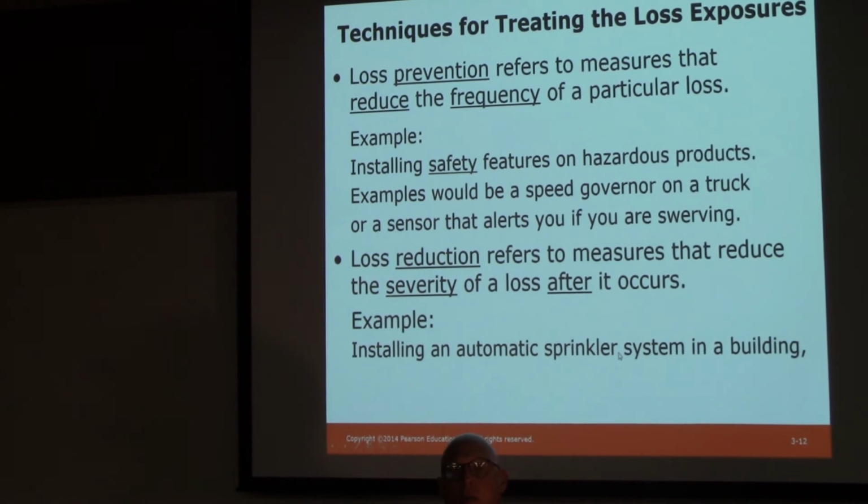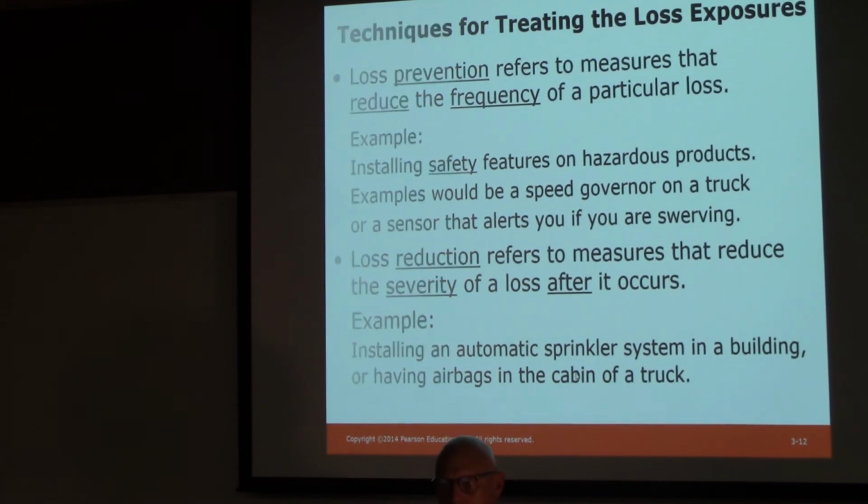So if a building catches fire and the sprinkler system is triggered and the sprinkler system is adequate, then that sprinkler system will cut down on the loss that is caused by the fire. Also, you might have airbags placed in the cabin of a truck so that if an accident happens, the life and the health of a driver and/or a passenger might be protected. Okay, so these are examples of loss reduction.